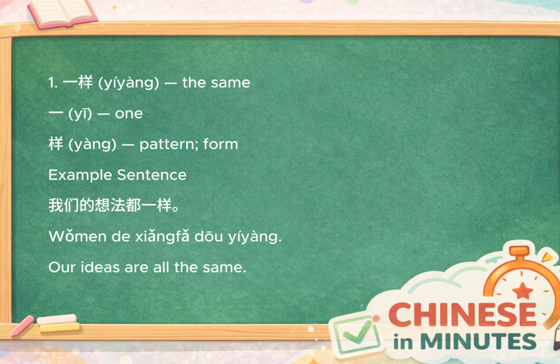Imagine placing two identical cups on a table. They look exactly alike because they share the same form. That's 一样. For example, 我们的想法都一样. Our ideas are all the same.